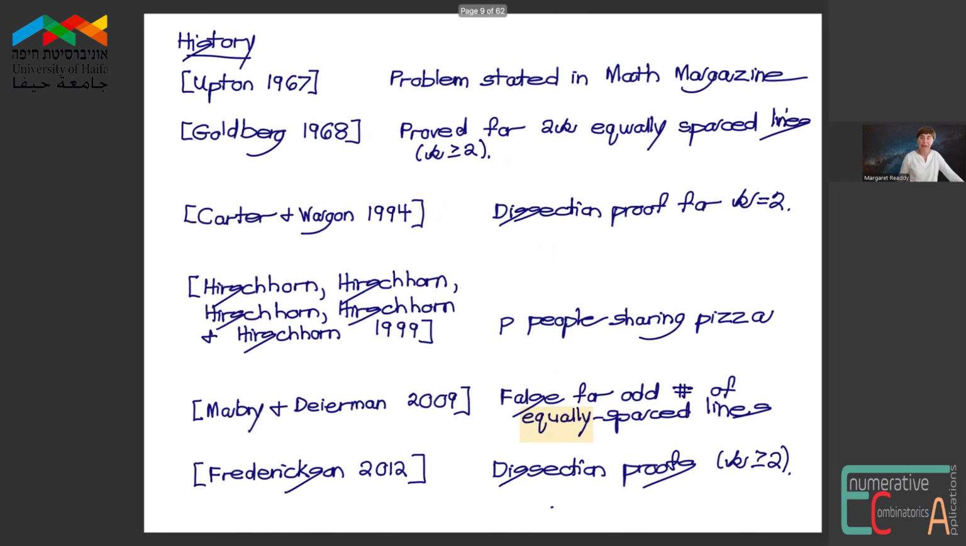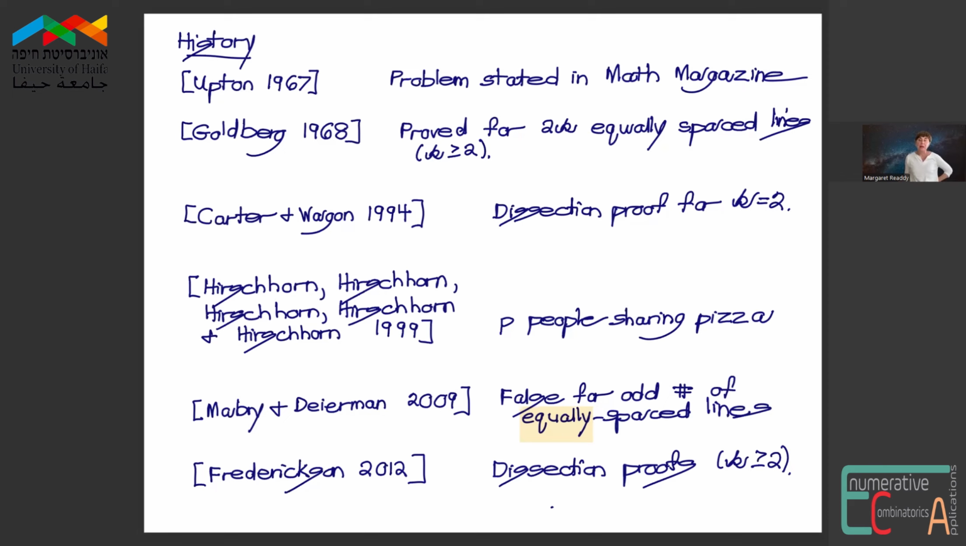Let's say some history about this. The original pizza problem was stated by Upton in 1967 in Math Magazine. And Goldberg not only proved this for 4 lines, but in general for an even number of equally spaced lines.